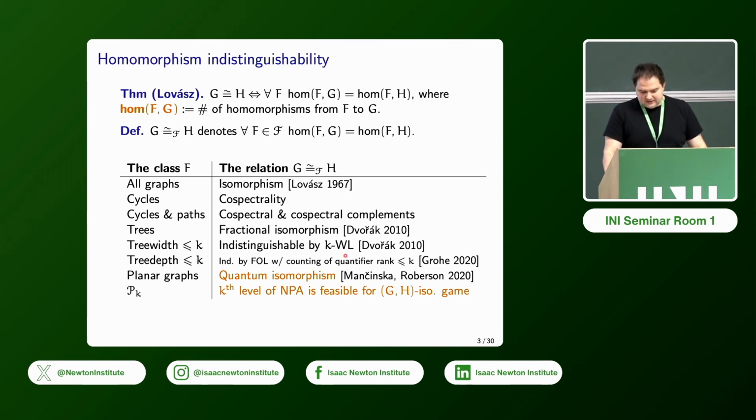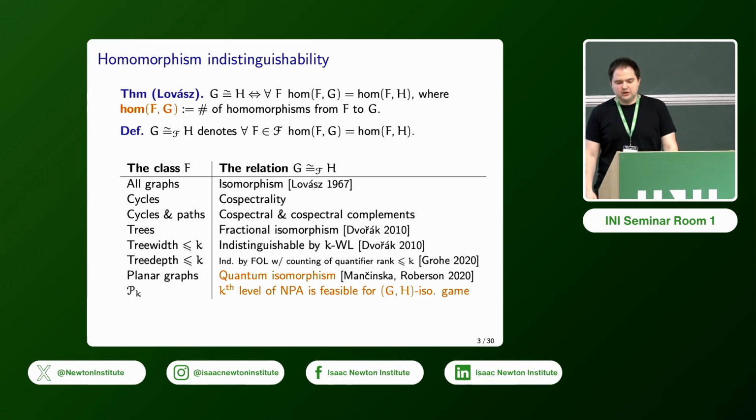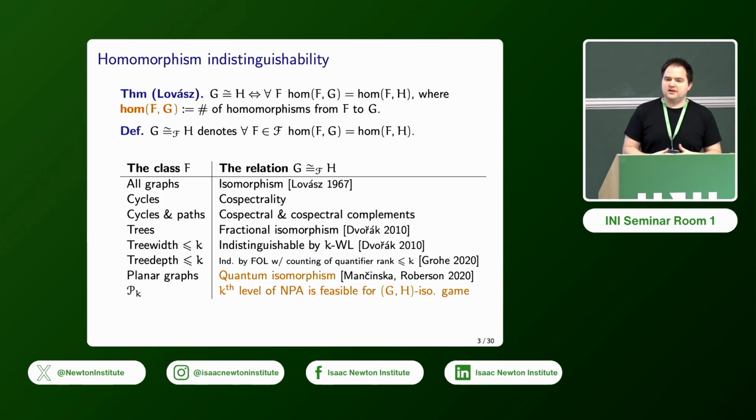And this is the case indeed. And we define certain subclasses of planar graphs for which the homomorphism indistinguishability relation coincides with a certain NPA hierarchy being feasible for the graph isomorphism non-local game.